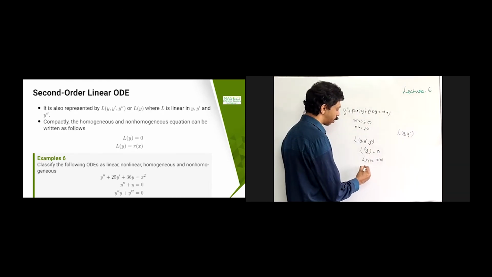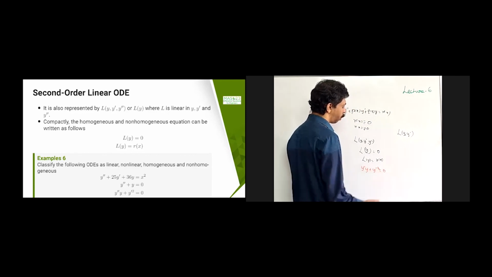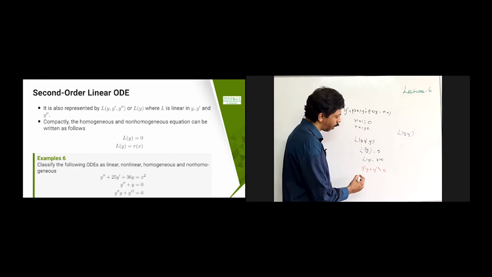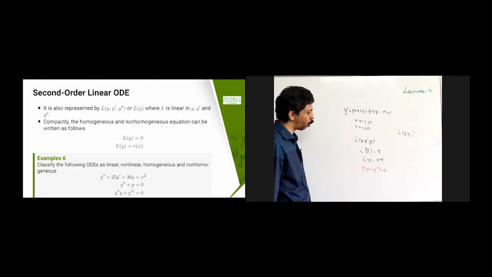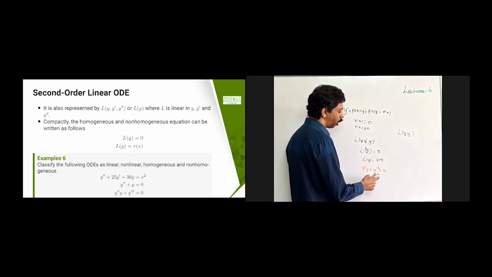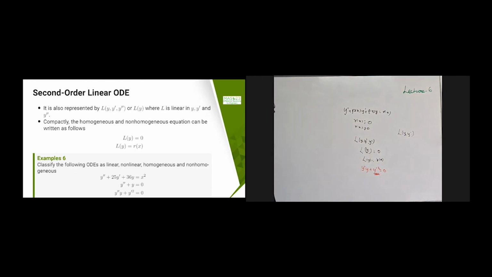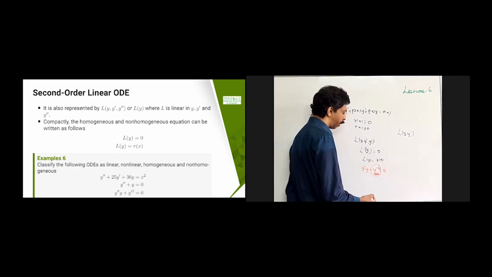Consider y double dash plus y plus y dash square equal to 0. This problem we are going to see whether it is a linear ODE or not. Let us solve whether this problem is going to be a linear ODE or not. What I am going to check is only this y dash square, whether it is linear or not. If it is not linear, then you can verify that it is not a linear ODE. The remaining part you just verify.